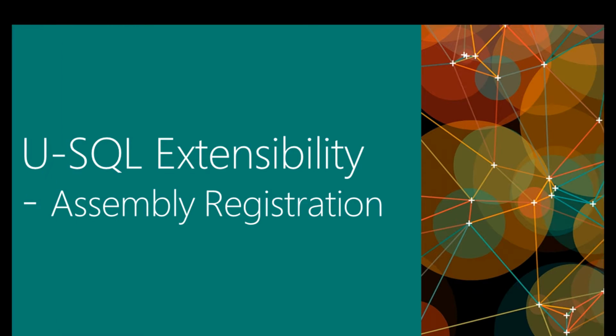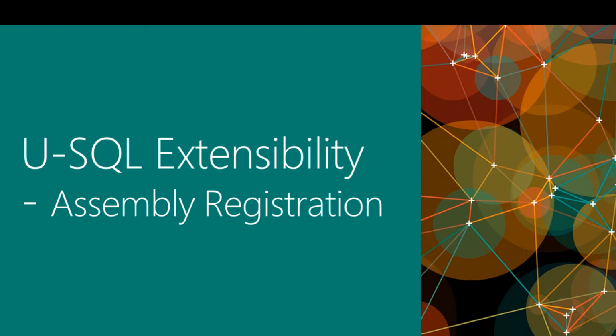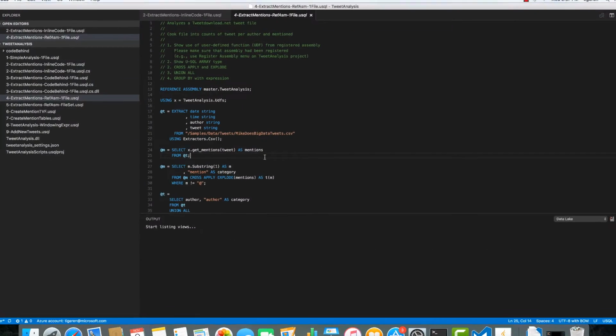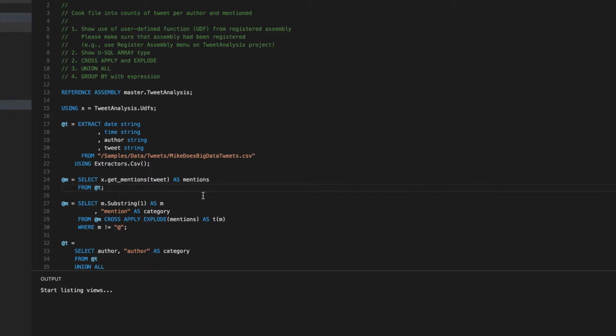VS Code Azure Data Lake tool enables me to fully leverage uSQL extensibility. For example, UDOs, UDFs, UDAGG, through custom code. I can do so either through registering an assembly or using code behind. I want to perform some analysis around mentions in my tweet project. In my uSQL file, I need to use the getMentions user-defined function from my tweet analysis assembly, which I built before.